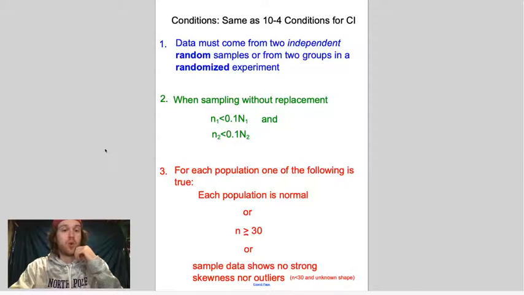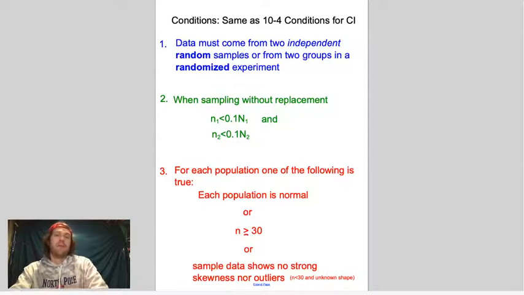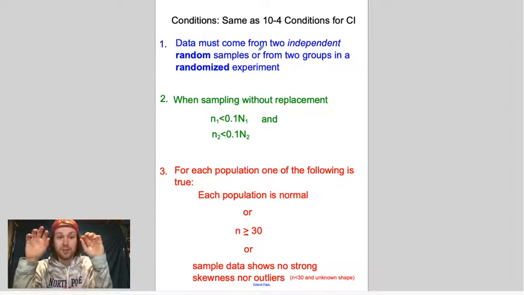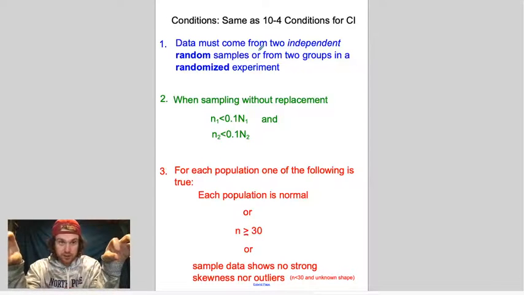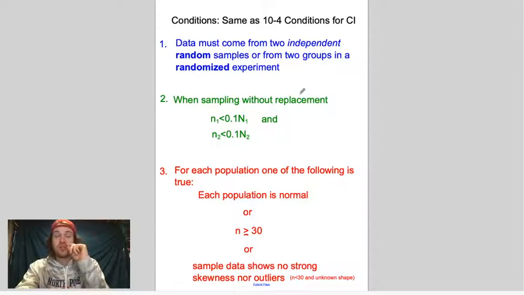Conditions for the difference of 2 means are the same conditions we check with the confidence interval for a difference of 2 means. Exact same. There's one thing you gotta remember here. We kind of talked about it in our live session, but I did not mention it in the last video. When you're checking randomness, you have kind of 2 different scenarios. There's a scenario when you have to check to make sure that the samples came from 2 independent random samples, meaning you sampled from population 1 and that sampling did not affect your sampling from population 2, or 2 groups in a randomized experiment, and the first ones need to be random as well.